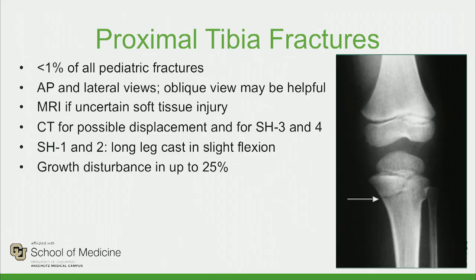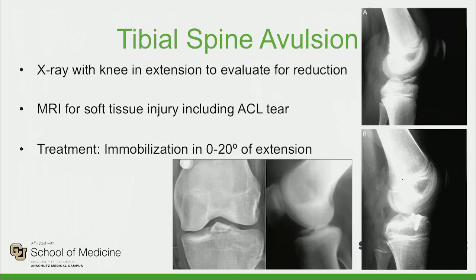And then proximal tibia fractures, pretty uncommon, less than 1% of pediatric fractures. May see this on your x-rays, and then again, if you're suspicious, get your MRI. If it's a Salter-Harris 3 or 4, you're going to want to get that CT to look for displacement, because if there's more than about 2 millimeters of displacement, they may need surgery. Otherwise, you can cast them. And again, monitoring for growth disturbance, so looking for those Park-Harris lines in about 6 months to a year, and making sure that growth plate's not shutting down.